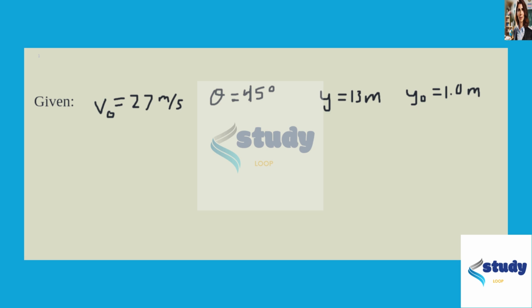Well, to get distance traveled, we need velocity times time. We'll know the velocity in the x direction, right? Because the velocity in the x direction is going to be v naught cosine theta. And so we need to find the time.